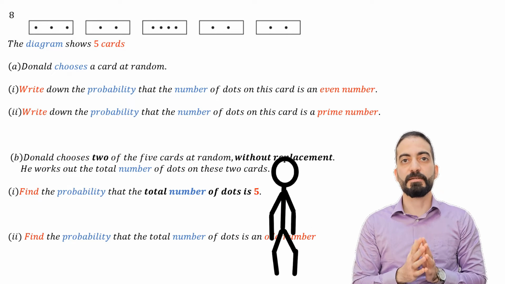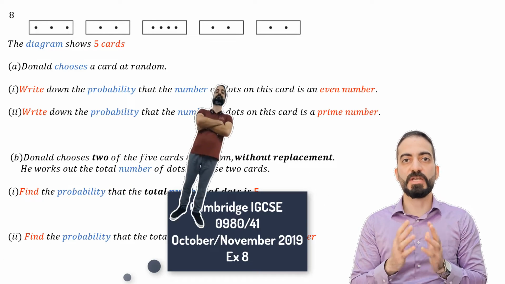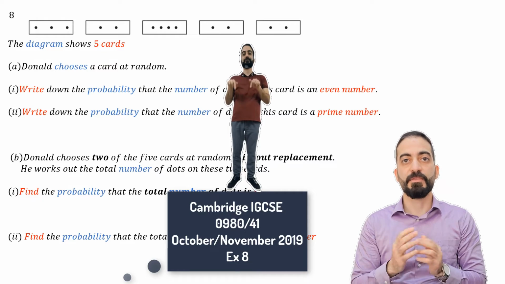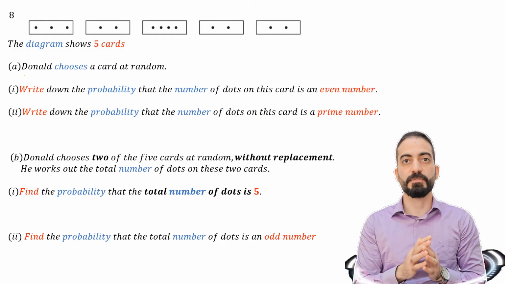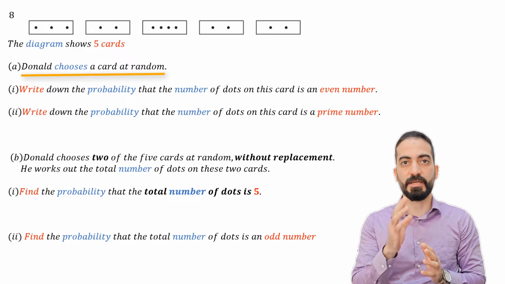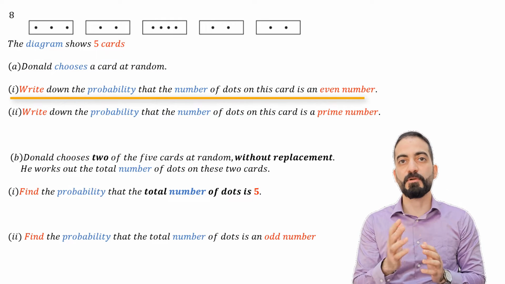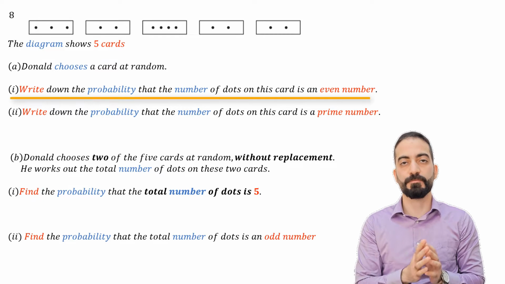Hello everyone, we will start by solving question 8 of the Cambridge IGCSE 2019 exam. The diagram shows 5 cards. Donald chooses a card at random. Write down the probability that the number of dots on this card is an even number.